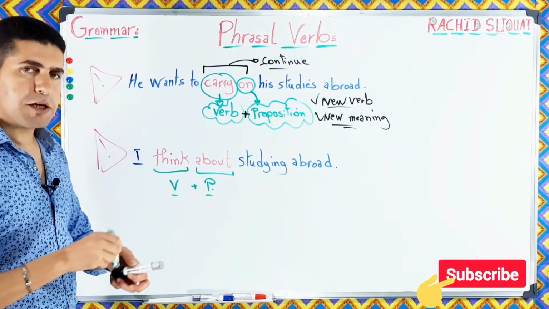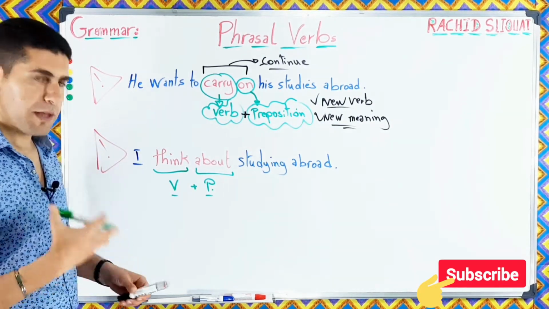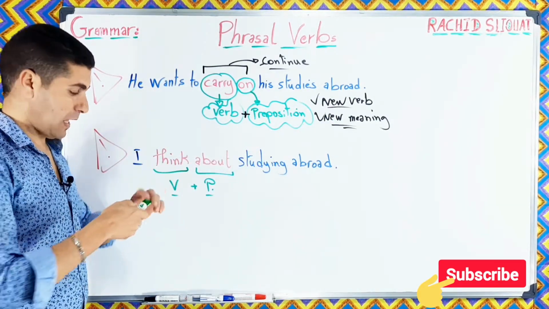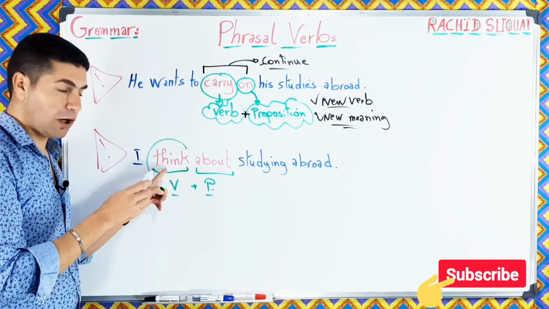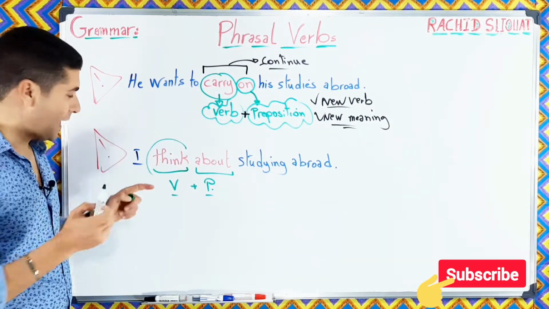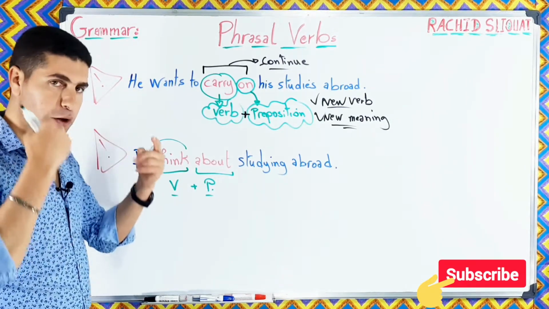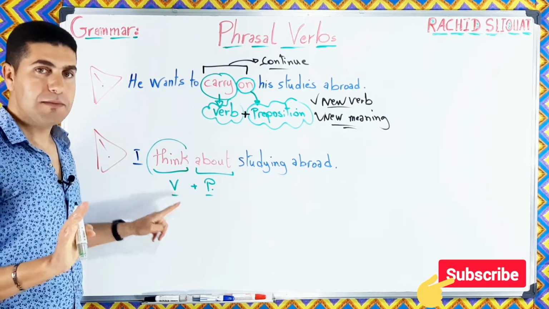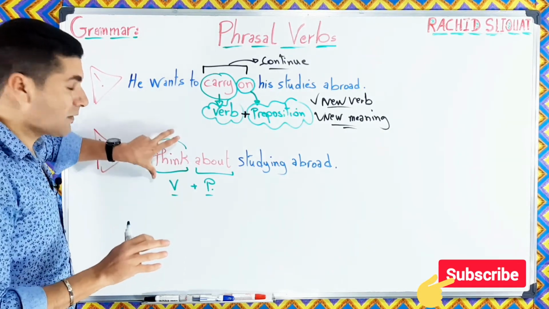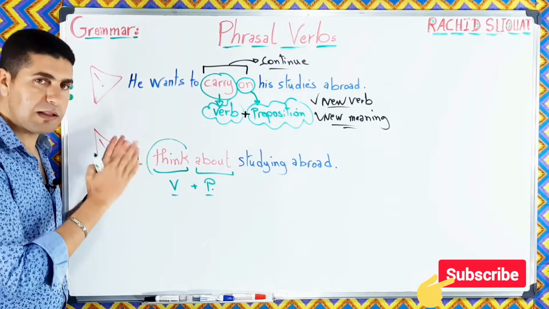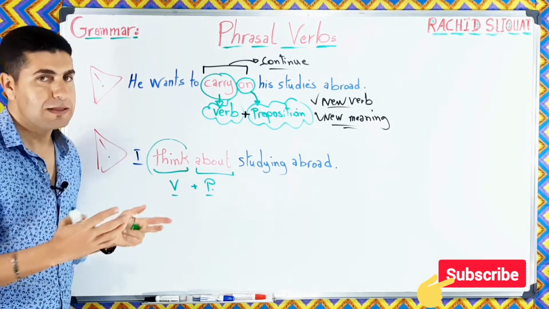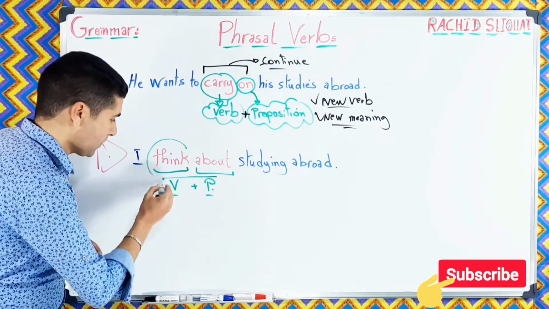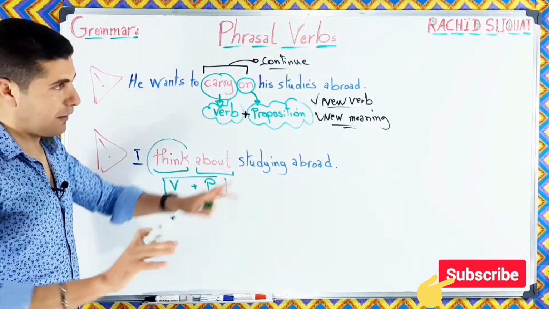Now here, do you think we have a new verb, a new meaning of the verb think? Do you think this verb changed? No. I think about studying abroad. So here we have verb plus preposition. The verb is still the same, the meaning is still as it is, the meaning of think did not change. Therefore, here we are concerned with verb plus preposition and not a phrasal verb.